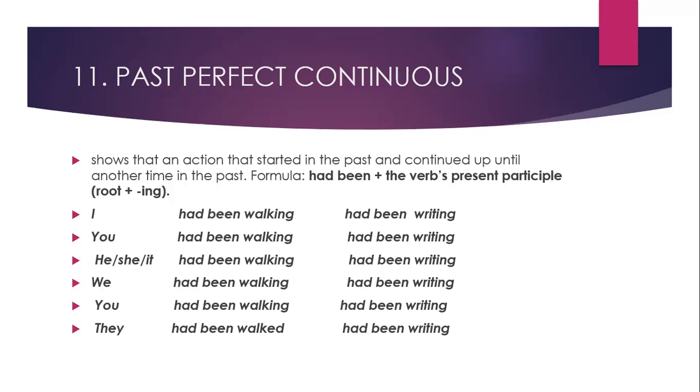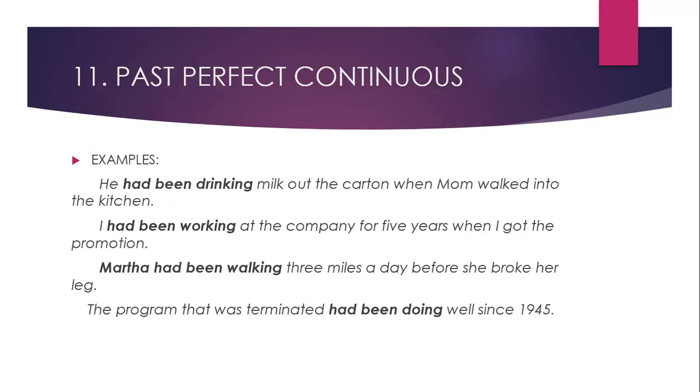So I had been walking. You had been walking. She had been walking. We had been walking. You had been walking. They had been walking. So here are some examples. He had been drinking milk out of the carton when mom walked into the kitchen. I had been working at the company for 5 years when I got the promotion.